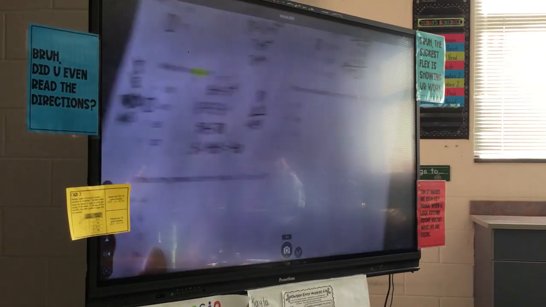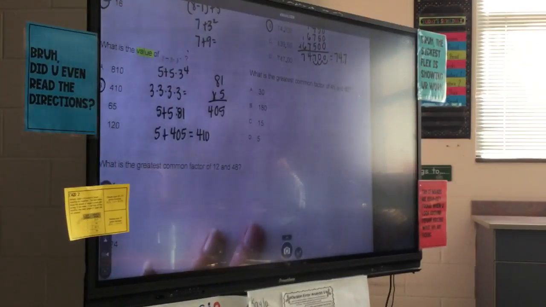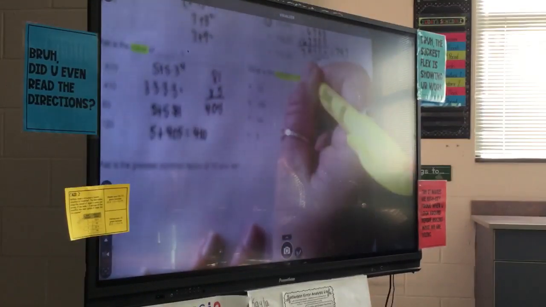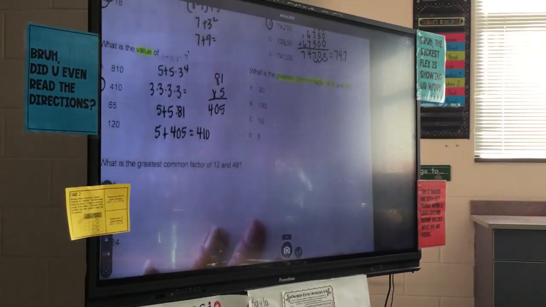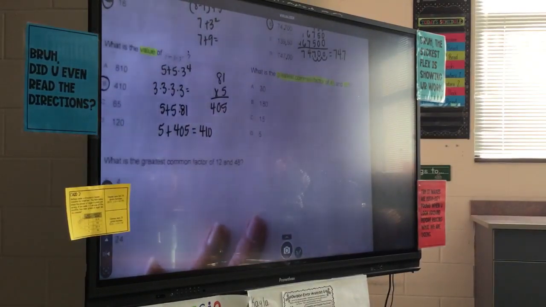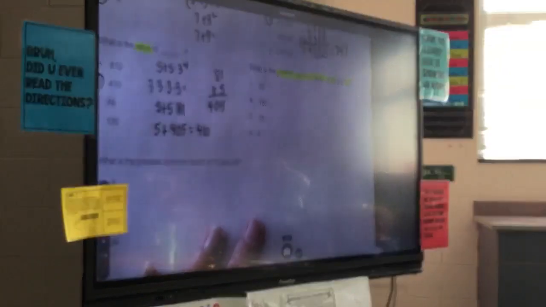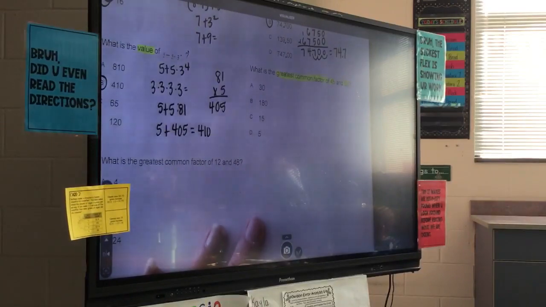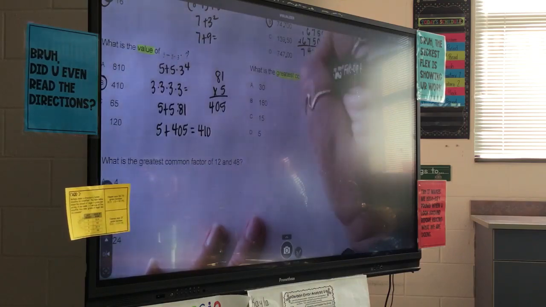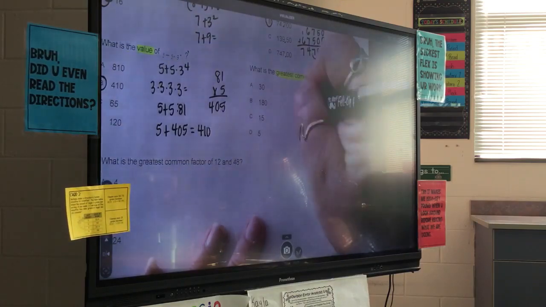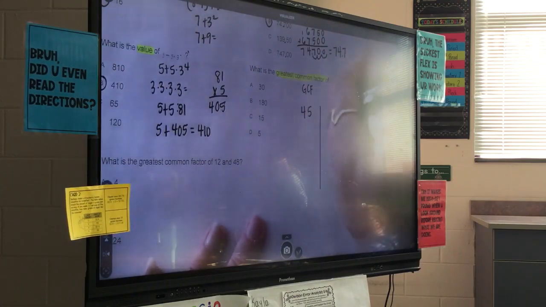All right, looking at the next one. What is the greatest common factor of 45 and 60? So, greatest common factor. What does that mean? What are we finding? Silas? AKA, also known as. This is not rocket science. Yes. All right. When we find this, we have to do what? What do we have to do when we find this?